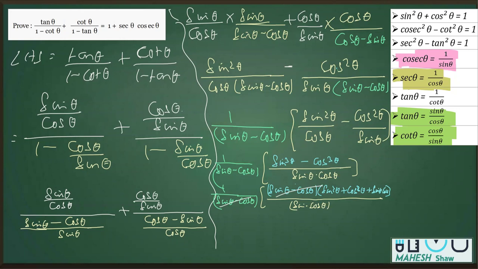Now in the next part of the working, what is this? Sine square plus cos square, and sine square plus cos square is 1. So I'll be writing 1 instead of this. So in the numerator, we'll be left with 1 plus sine theta into cos theta, and that divided by sine theta into cos theta.